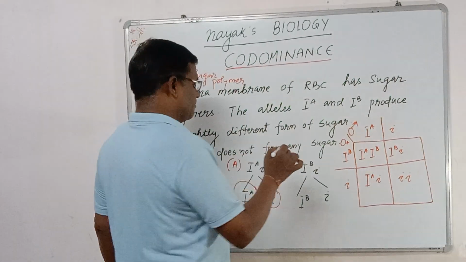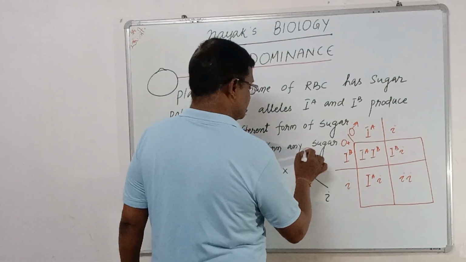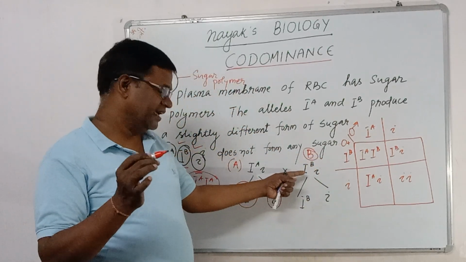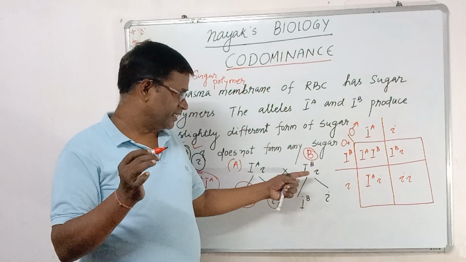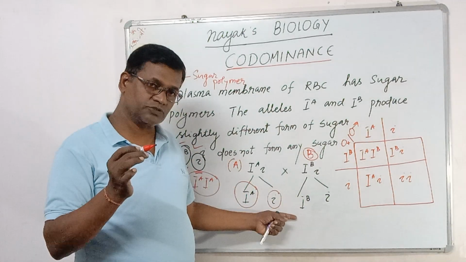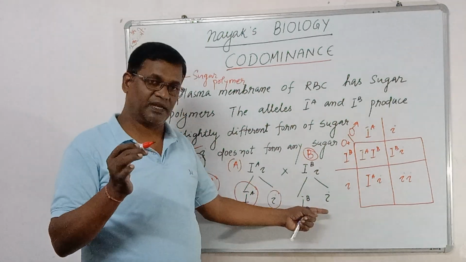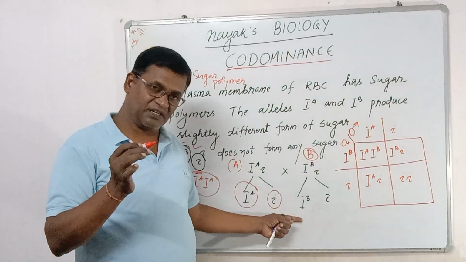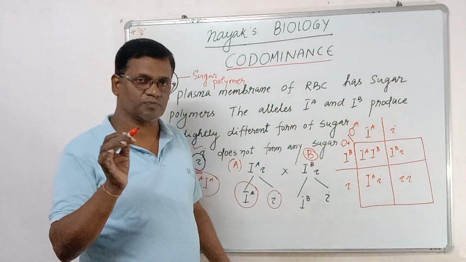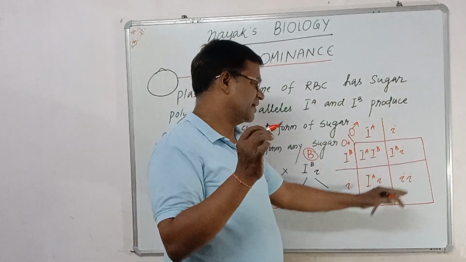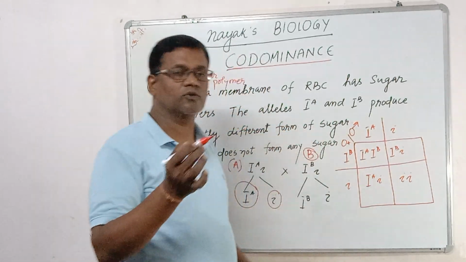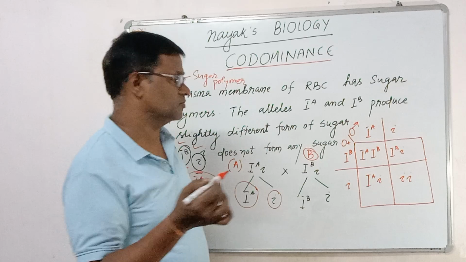Now consider blood group B. In this blood group B, IB and small i are there, and the gametes produced are IB and small i. IB is dominant over small i because small i is recessive. Now we will make a chart to understand their offspring, how we can predict their offspring.